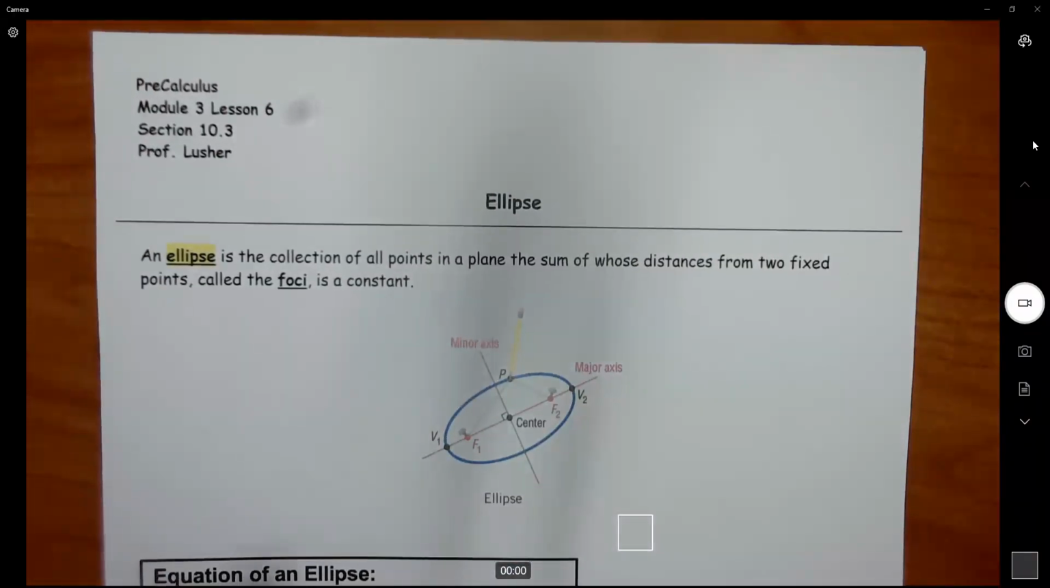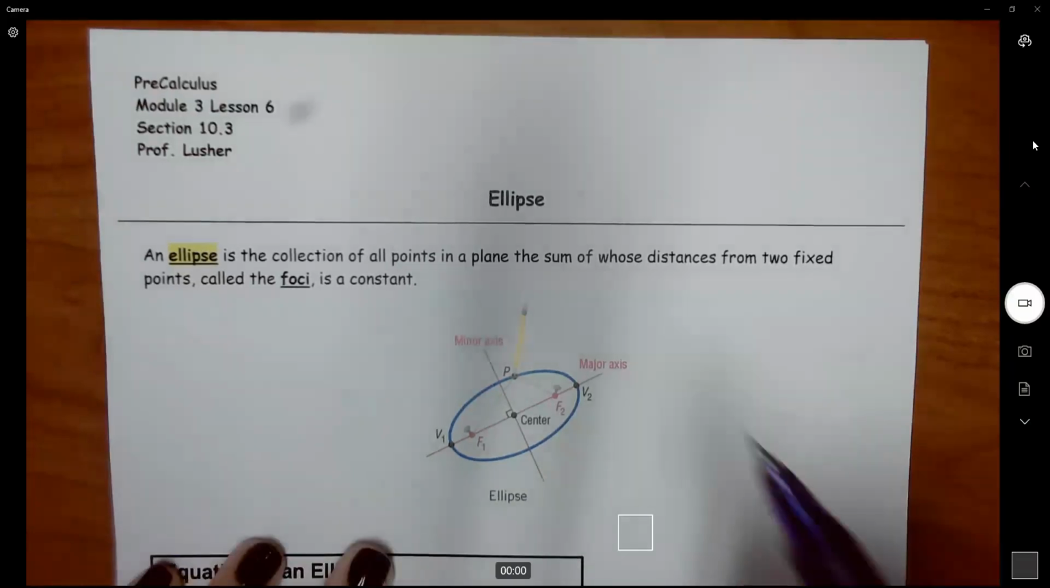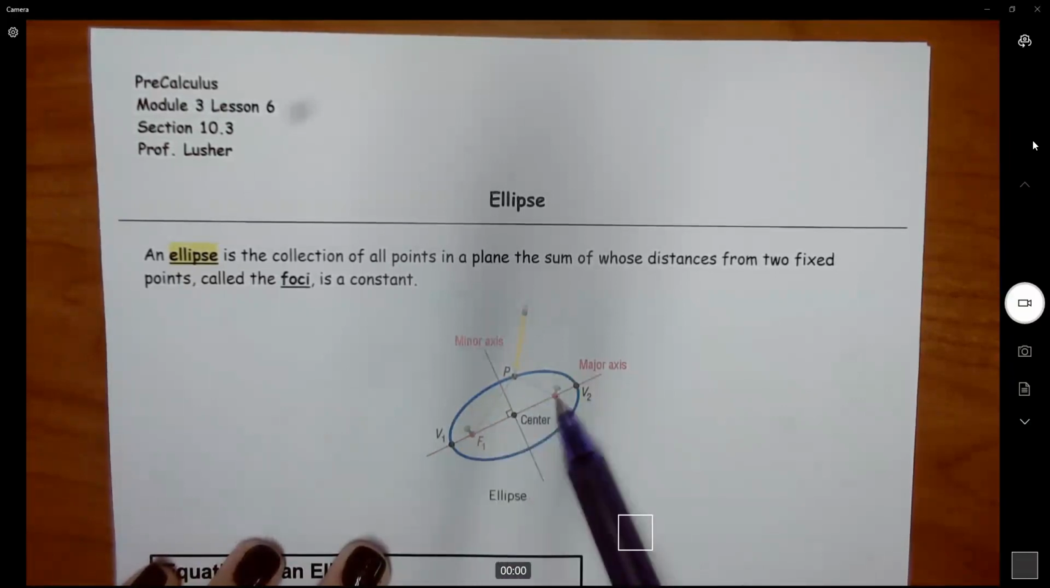And so your definition of an ellipse is the collection of all points of the plane, the sum of whose distance from two fixed points called the foci are constant. Okay, so unlike the circle, this is obviously not equal distance from the center. This is much closer than this is here.